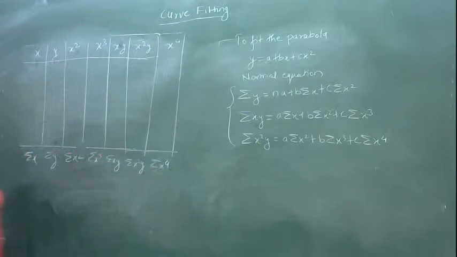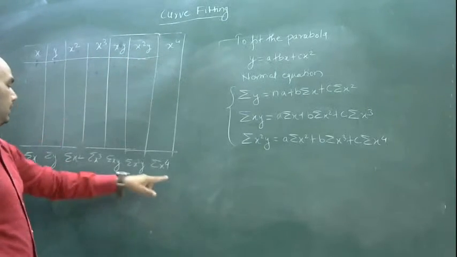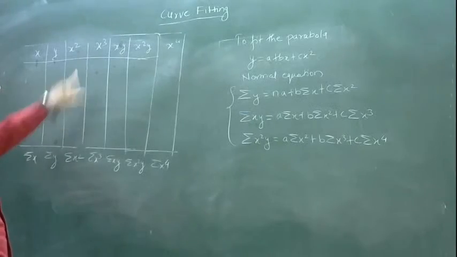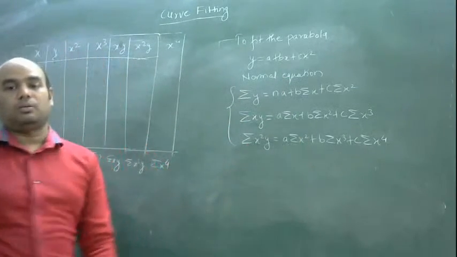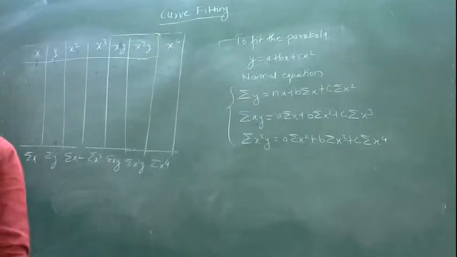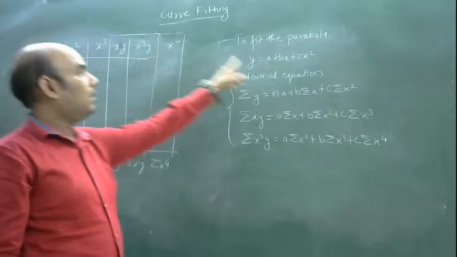Okay. So in this manner, with values of x and y given, calculate x square, x cube, xy, x square y, x to the power 4, then find the sum of all these columns, put them here, and find the values of a and b. So this is the method of curve fitting to fit a parabola.